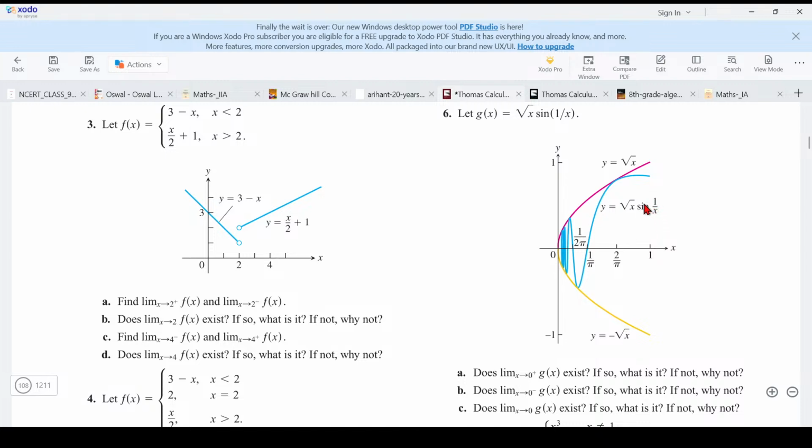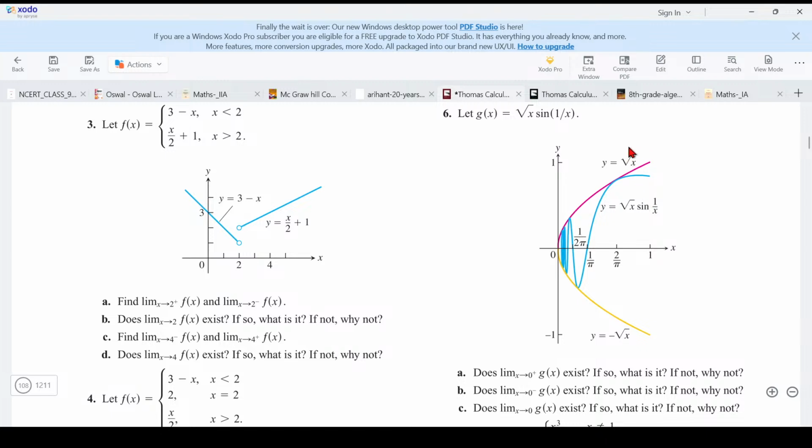what does that mean? Because the max of sine 1 by x is 1, 1 into root x cannot go beyond root x. Agreed? Similarly, 4 sine theta: the ceiling is 4, it cannot go beyond 4, because the maximum value of sine theta is 1. So for root x sine 1 by x, the maximum value is root x.